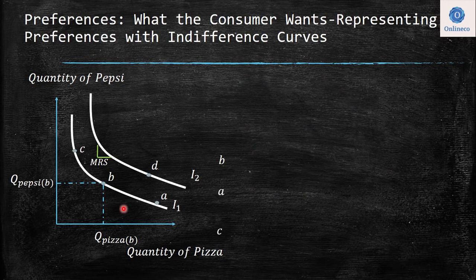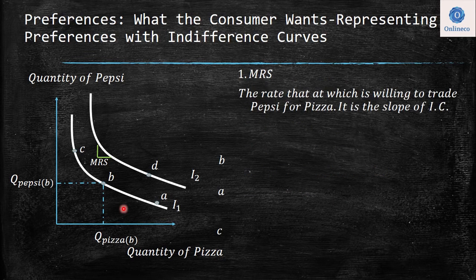Here is the marginal rate of substitution. We can define this as the rate at which one is willing to trade Pepsi for pizza. So this is the slope of the indifference curve. Basically, how many slices of pizza I need to give up to get one quantity of Pepsi, but still I remain equally satisfied. So I still receive the same satisfaction.